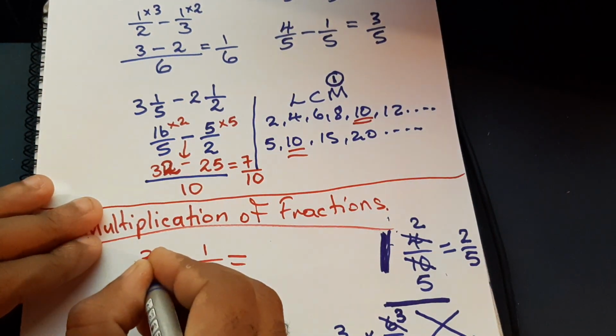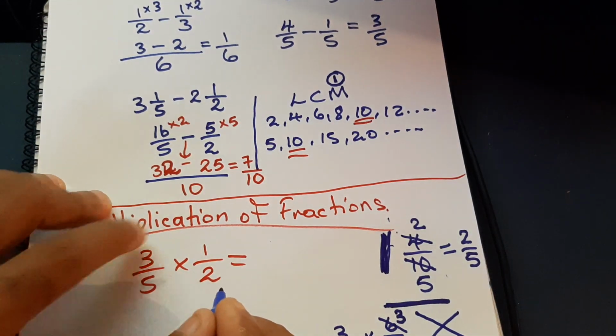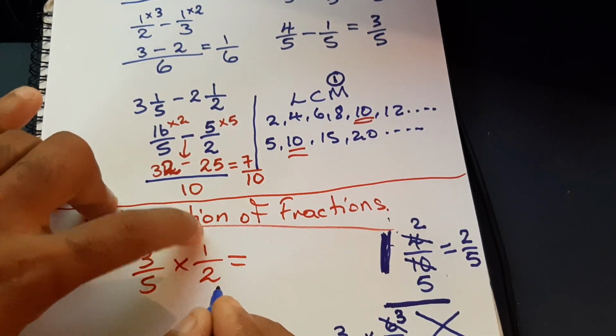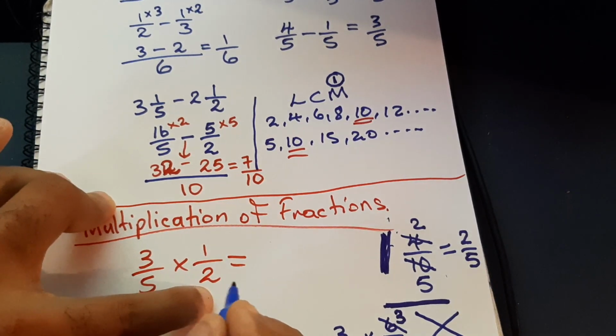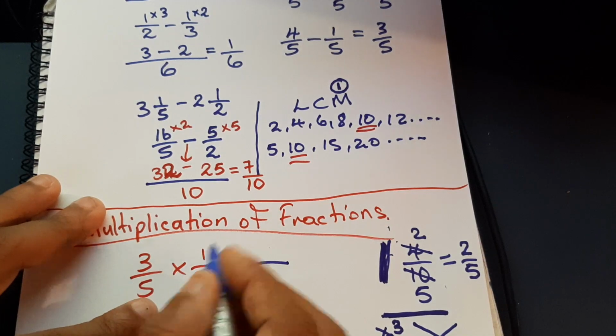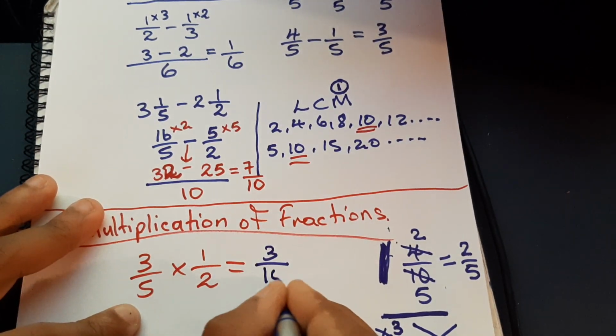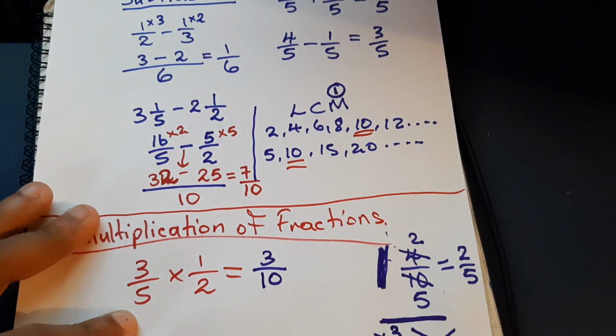It doesn't really matter if you multiply denominator with denominator first, or numerator with numerator first. It doesn't really matter. You end up with the same answer. So 3 times 1 is going to give me 3, and 5 times 2 is going to give me 10. That would be our result.